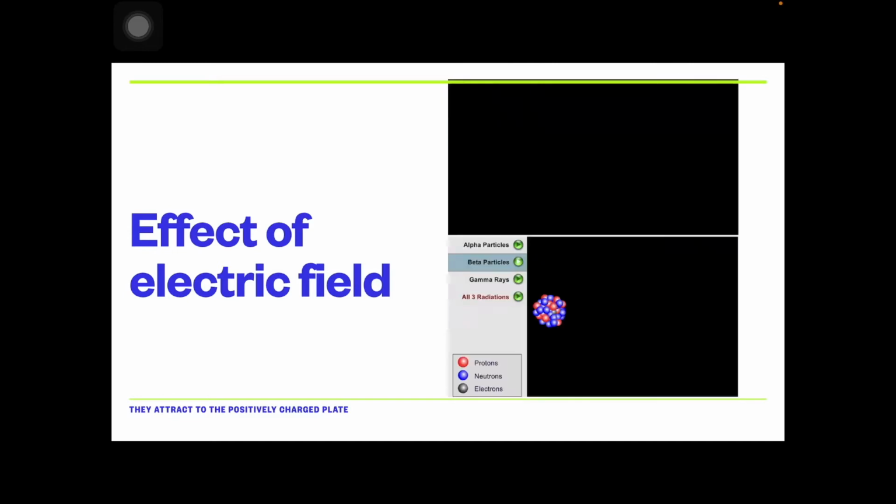What would be the behavior of beta particles in an electric field? As you can see in the video down below, beta particles are attracted to the positively charged plate. And since opposite poles attract, this confirms that they are negatively charged.